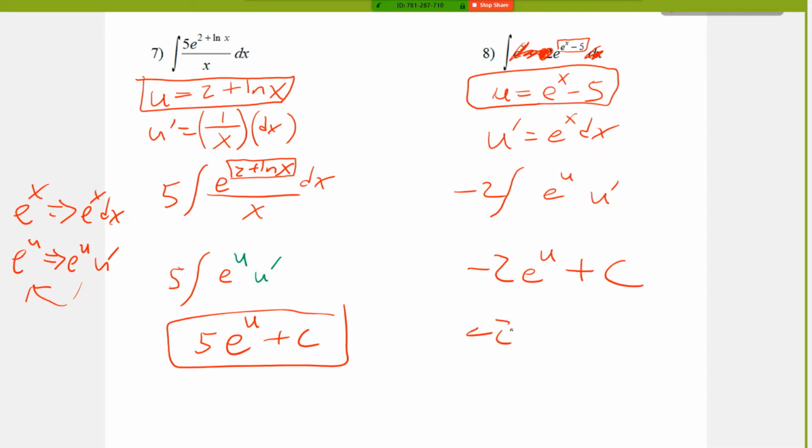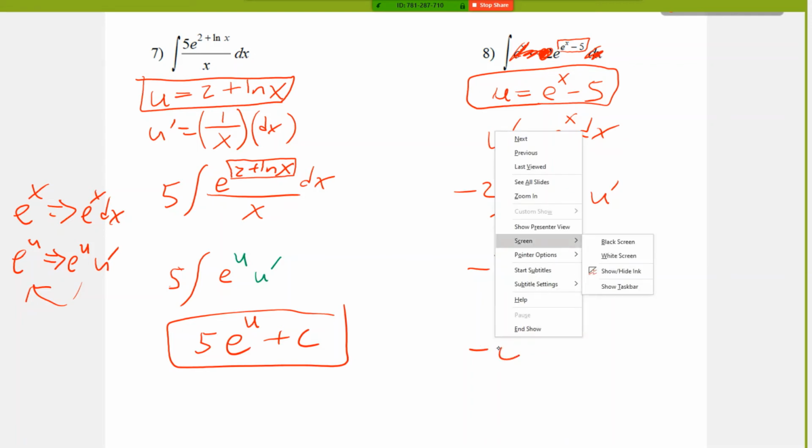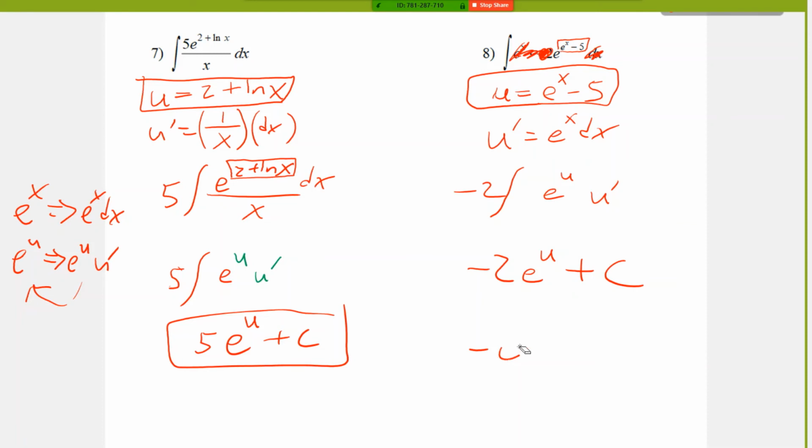And then we can substitute. So this will be -2 times e to the x minus 5 plus c. Okay, let's see if it'll let me rewrite that. Yeah, there we go. All right, any questions on these last two?